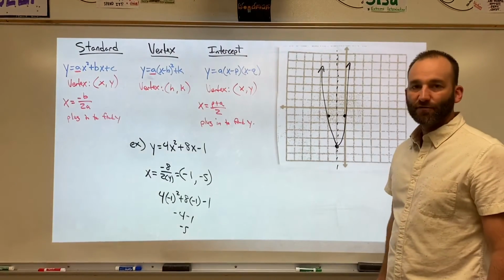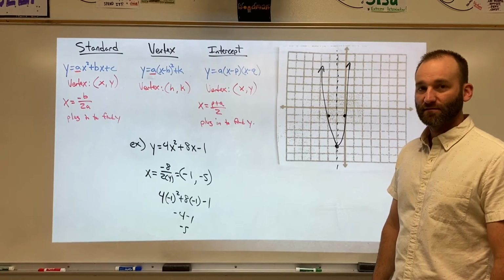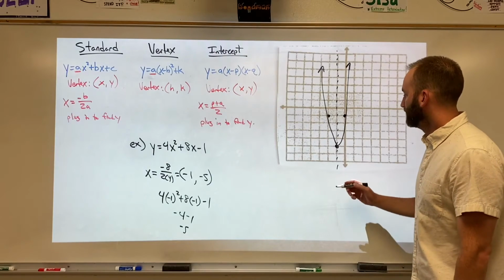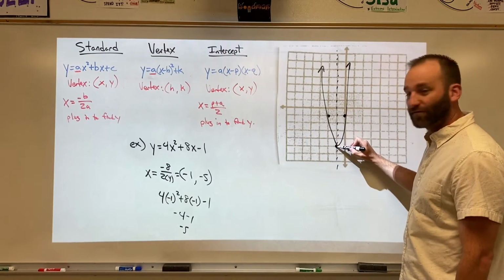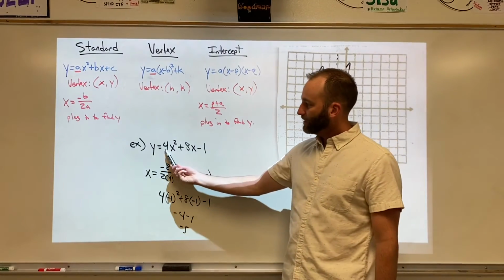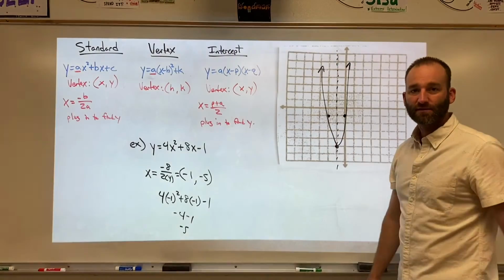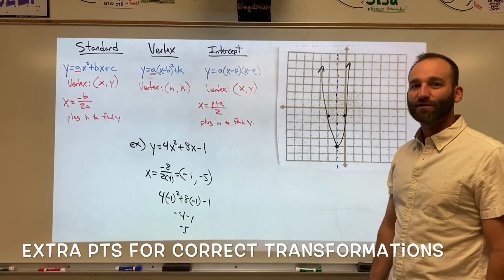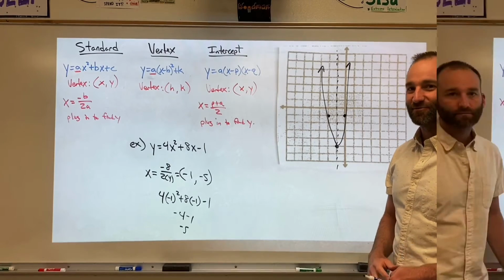That was standard form. Now bonus points if you can describe all the transformations. So check this out. I can tell that it shifted to the left 1. It shifted down 5 because that's where the vertex is located. Because the A value is bigger than 1, it also has a vertical stretch. So bonus points today if you can include the transformations. Let's do one more example before we give you your homework.